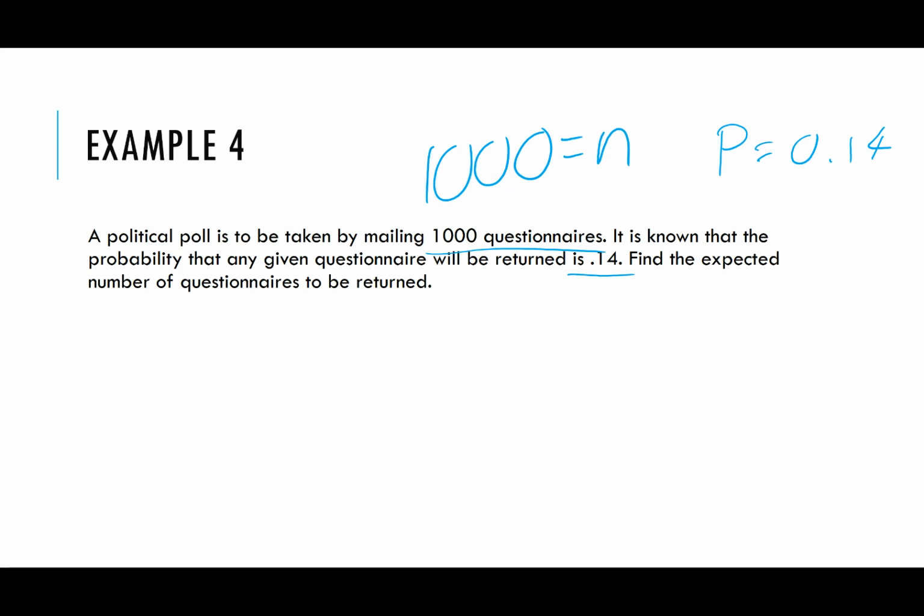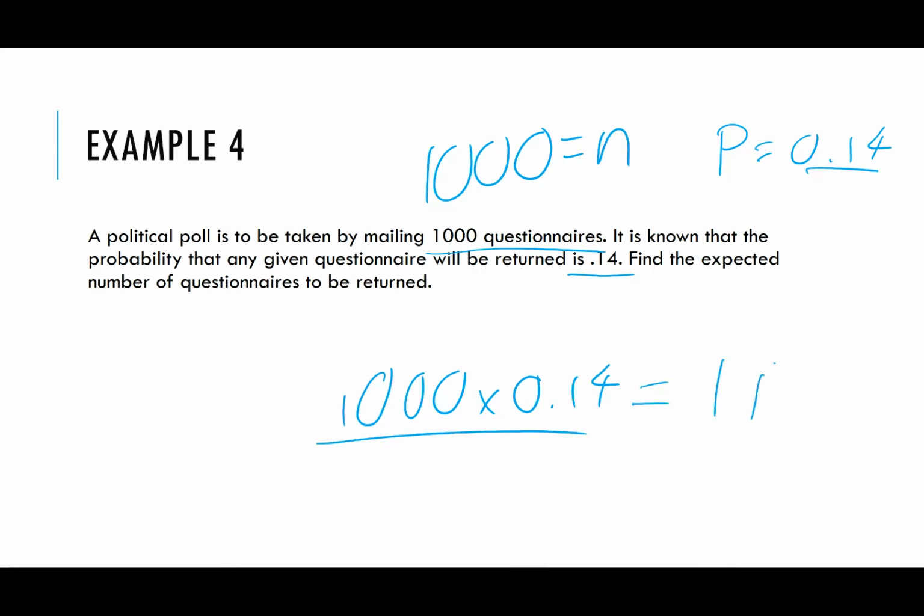So what's the expected number of questionnaires we expect to get? So if we send out 1,000 of them, and we're expecting 14% to come back, well, 14% of 1,000 is just 1,000 times that 0.14, which is 140. So we're expecting 140 questionnaires to be returned. And that's it. That's all that is to that problem.